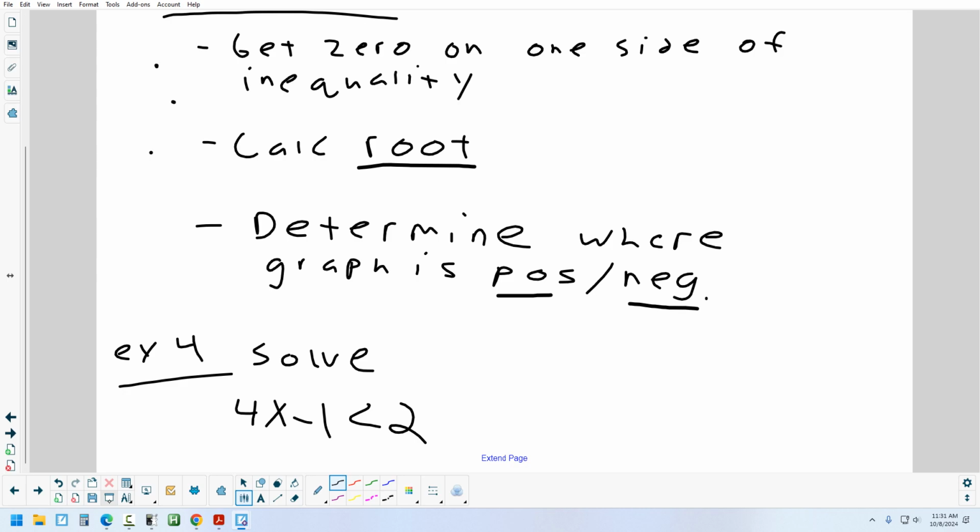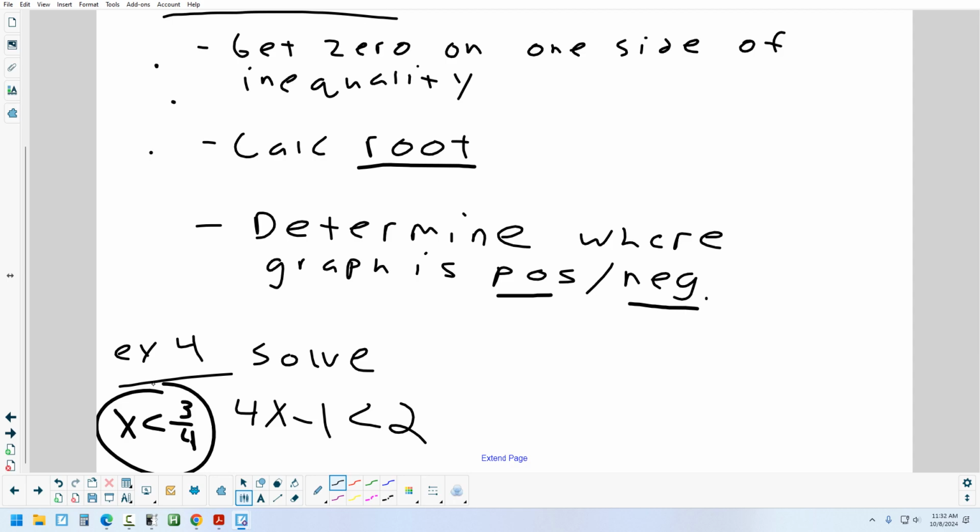Okay, so we're going to solve this one. Now, this isn't one that I would normally use a calculator on. I can solve that in my head a lot faster than graphing it. Just add 1 and divide by 4. Done. So when you solve this, that's the answer to the problem. X is less than 3/4. But what I want to do is show you how to do it on the calculator with an easy question. So that way when you have a harder one, if you can't figure it out, the calculator can help you.